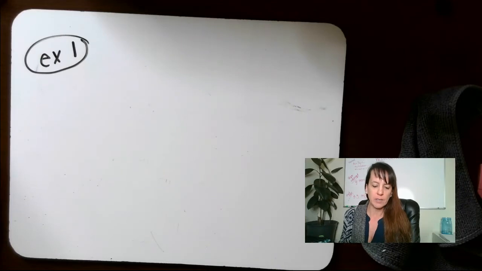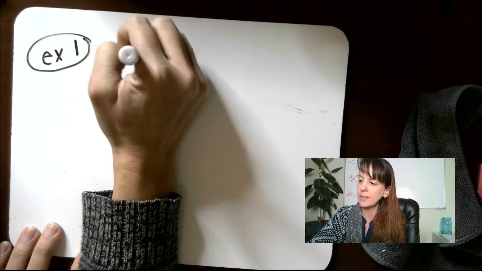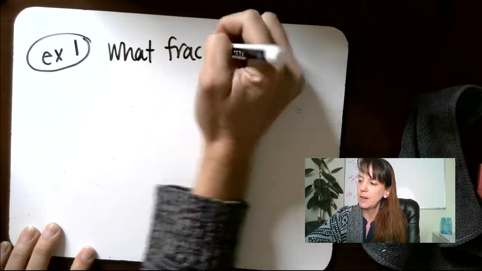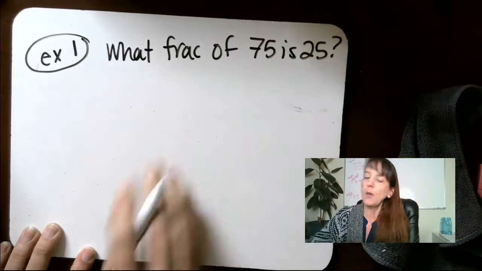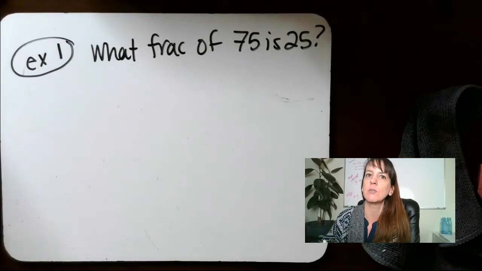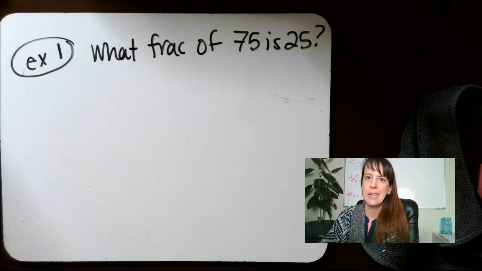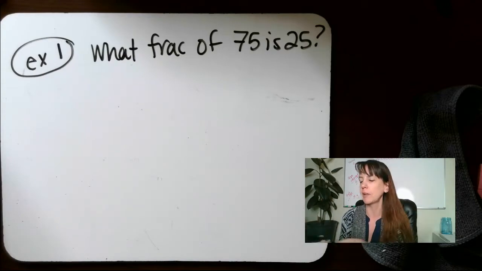So example number 1, there it is. What fraction of 75 is 25? Okay, there's 2 ways to do this. I think the easiest way is to convert between English and math. Then I'll show you the second way that I do things, which is fraction equals fraction, then we cross multiply and all that good stuff.